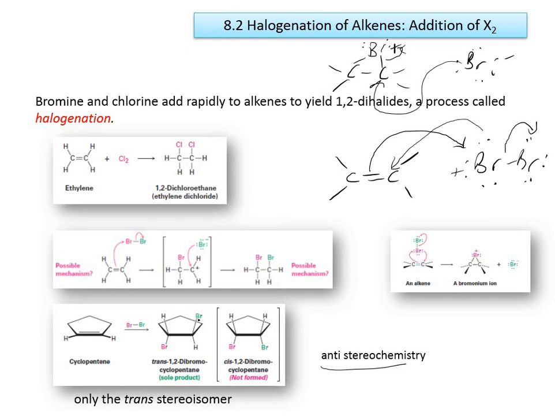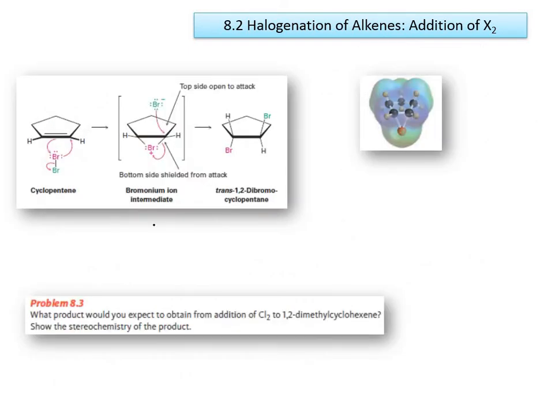How can we explain the trans product? Basically, the reaction does not follow this mechanism. If it followed this mechanism, we would have a flat planar carbocation from top and from bottom. 50-50 statistically, we would get this product and that product, but we are only getting the trans product. If we are getting the trans product, the reaction mechanism should follow something like this. I'm going to explain more in the next slide.